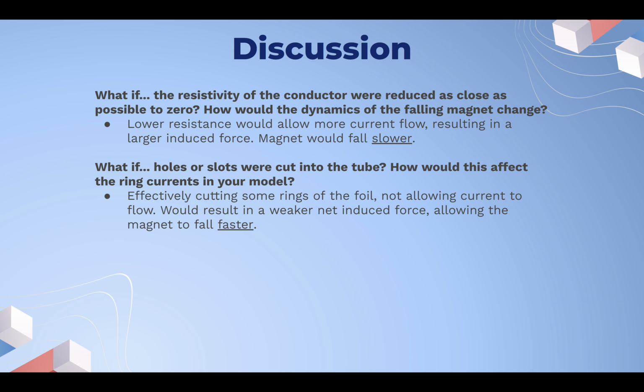If the resistivity was as close as possible to zero, the lower resistance would allow more current to flow, resulting in a larger induced force, and our magnet would fall slower. If holes or slots are cut into the tube, this would effectively cut some of the rings of the foil as modeled, not allowing current to flow. This would result in a weaker net induced force, allowing the magnet to fall faster.